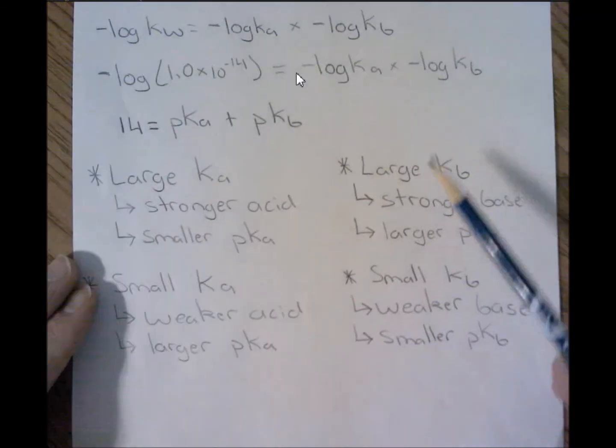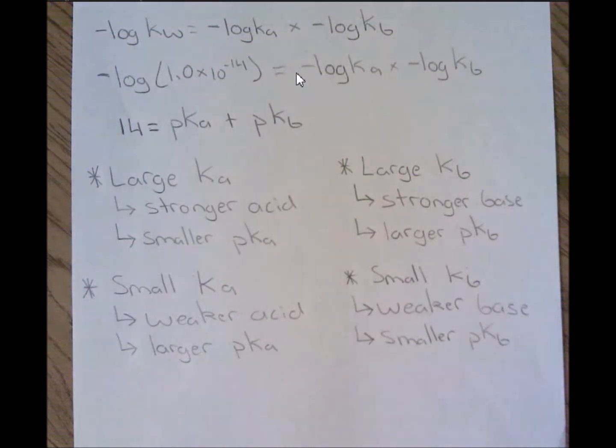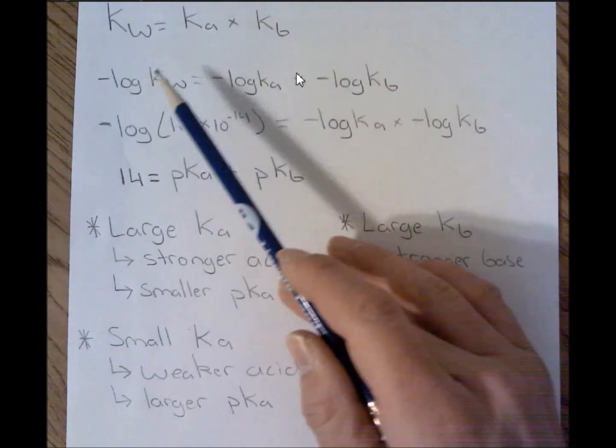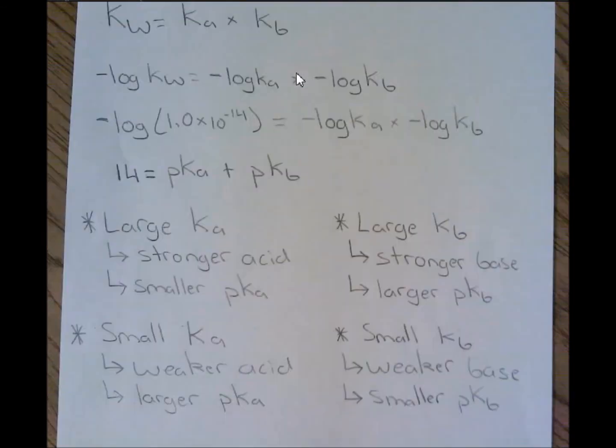Remember, we can do some calculations for our pKa, pKb, but the major thing here is this up top: Kw is equal to Ka times Kb. All right, that's all in section 16.8.